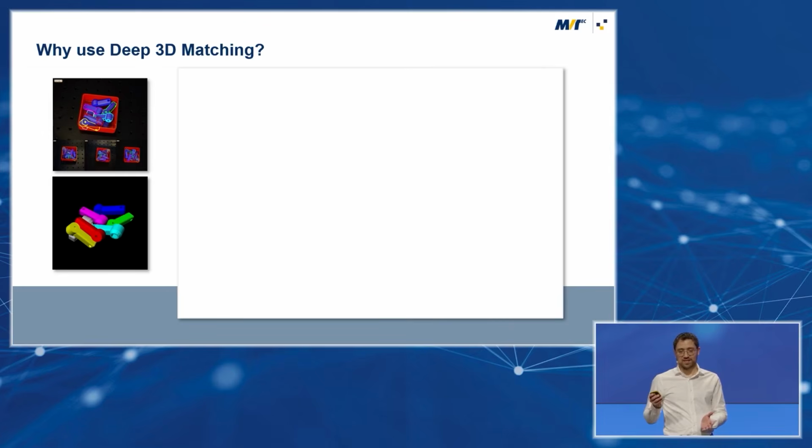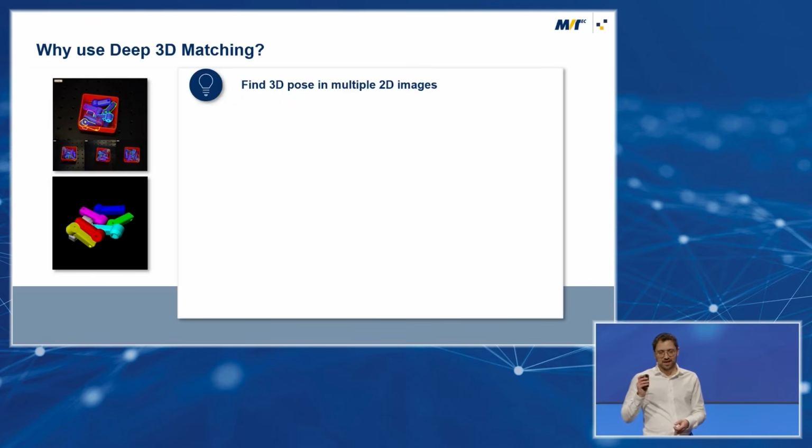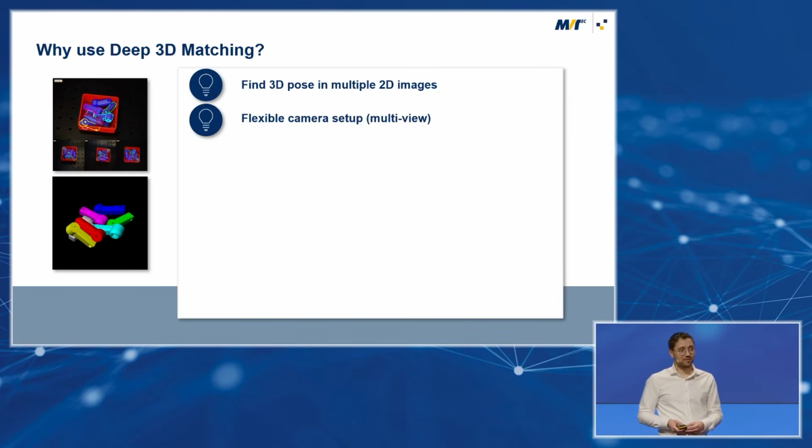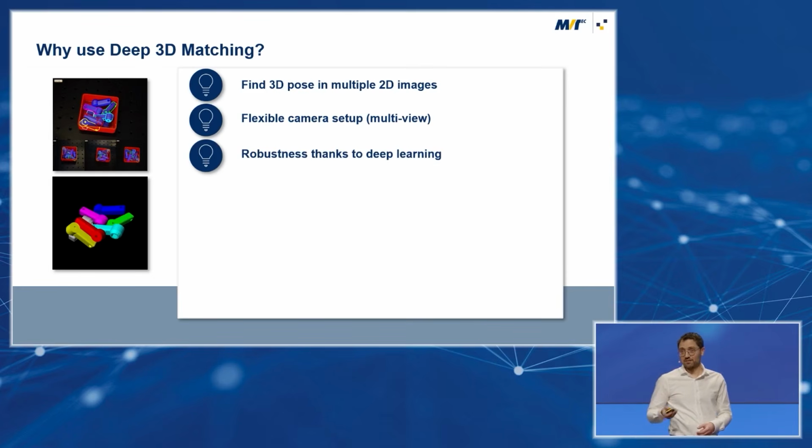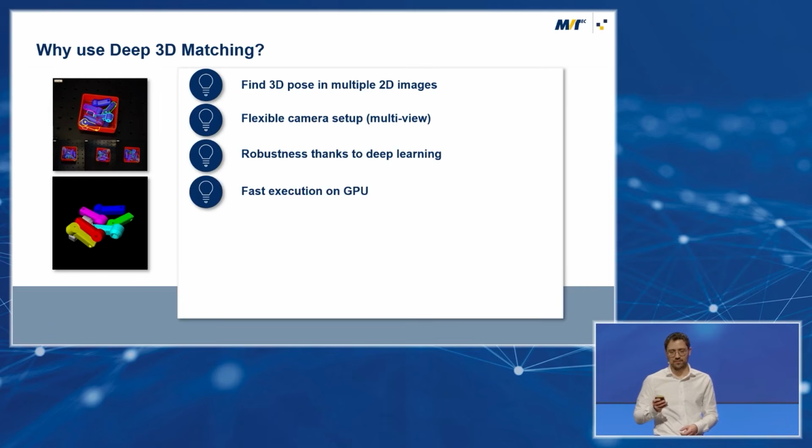And to wrap things up, why Deep 3D Matching? It finds you 3D poses in 2 or more images. It works with 1, but we really recommend using 2 or more. It's very flexible regarding the camera setup, so you can illuminate your field of view, your working area, from different directions, for example. It's a huge advantage compared to just a single 3D sensor. It's very robust thanks to deep learning and thanks to the variety that we introduce using the automatic training data generation and the augmentation during training.